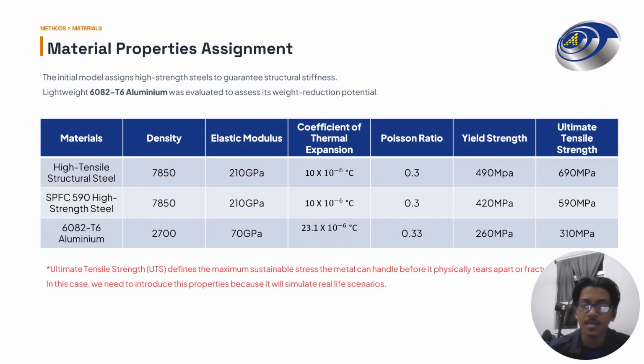Material properties assignment. So we have added three types of material, which are high tensile structural steel, SPFC 590 high strength steel, and 6082 T6 aluminum. The aluminum is added because we need to run our material variant analysis, and we decided to add another property, which is ultimate tensile strength.